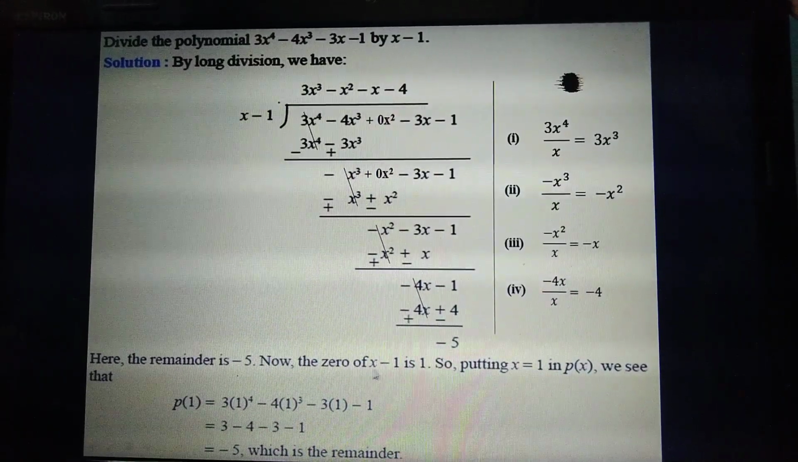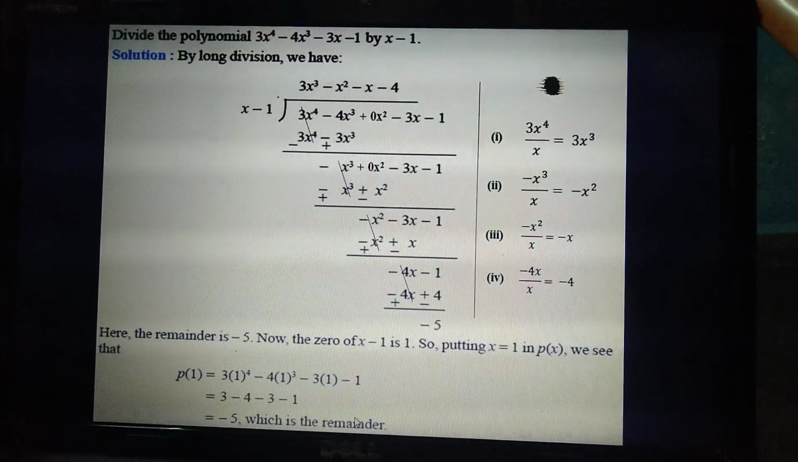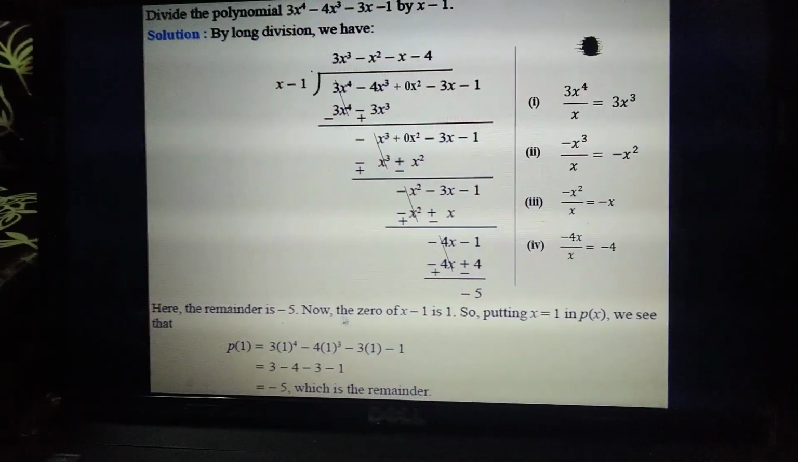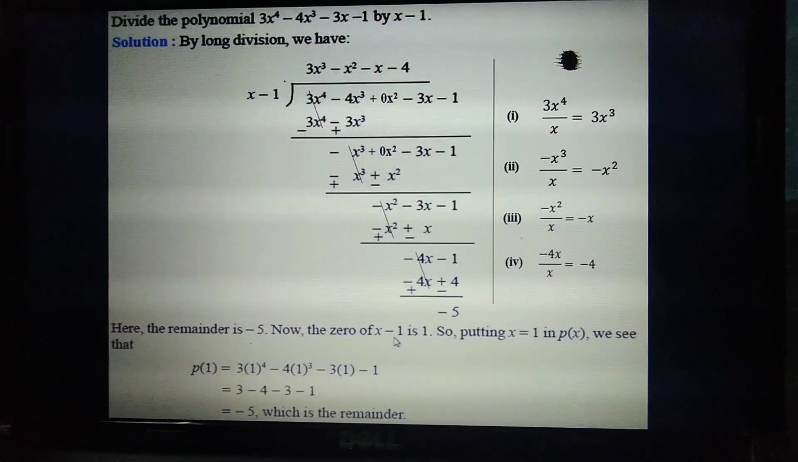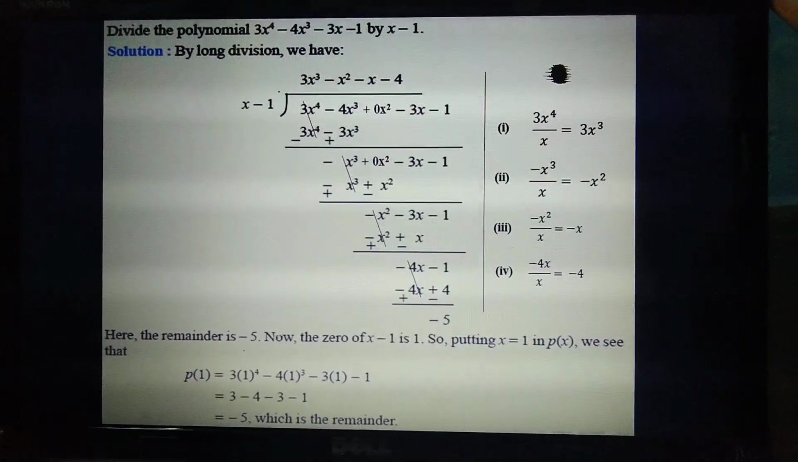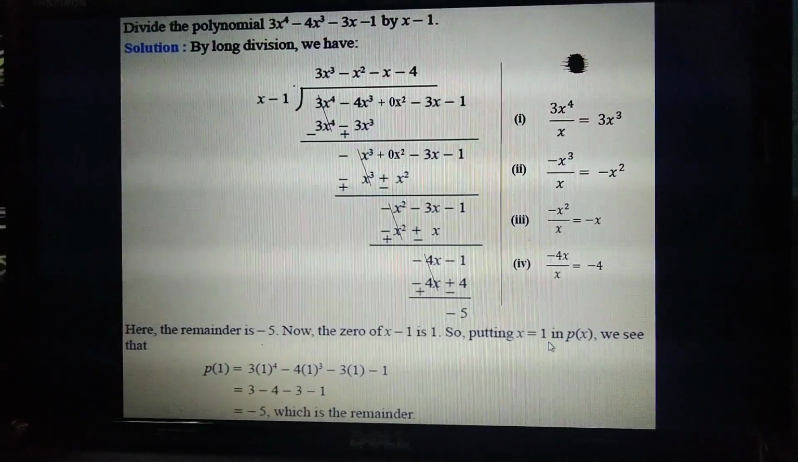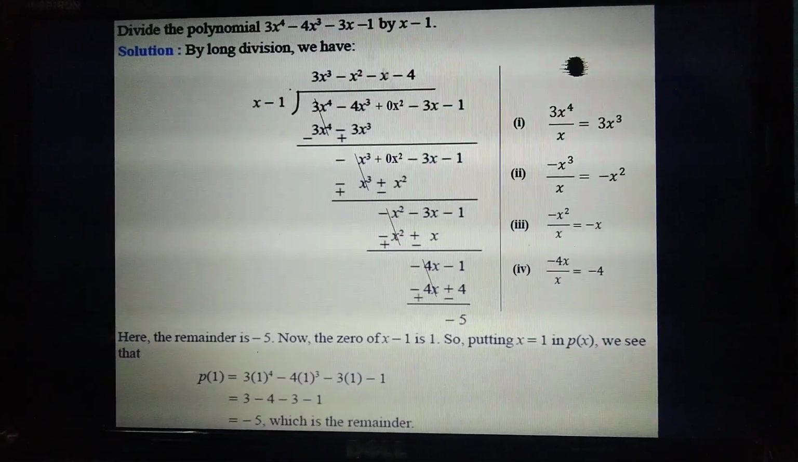Now the zero of x minus 1. This is a checking part, whether the remainder is correct or not. See, the zero of x minus 1 means x minus 1 equal to 0. X equal to 1. So the zero of x minus 1 is 1. So putting x equal to 1 in p of x. So p of x is the given polynomial, that is the dividend.